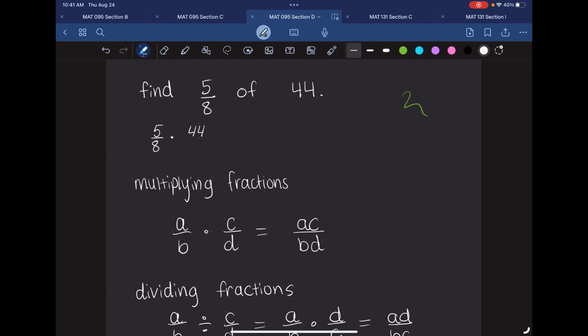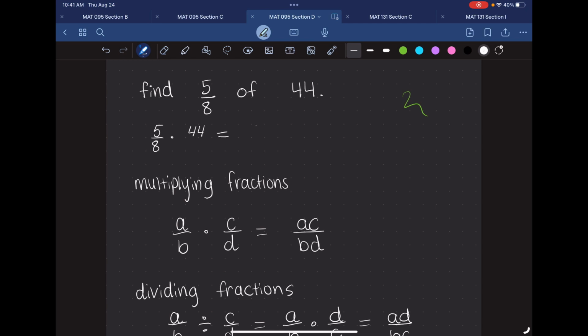I personally don't feel like doing 5 times 44 and then trying to divide that number by 8. So I'm going to show you how you can break this up a bit and not have to do such large multiplication problems. If you want to do the large multiplication problem, that's totally fine, and it will give you the same answer at the end.